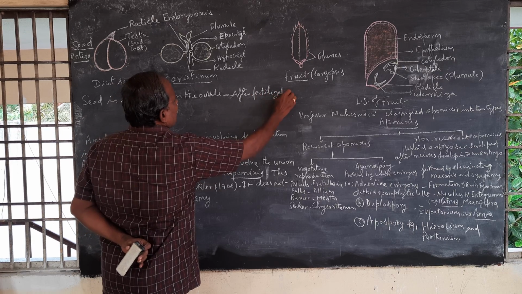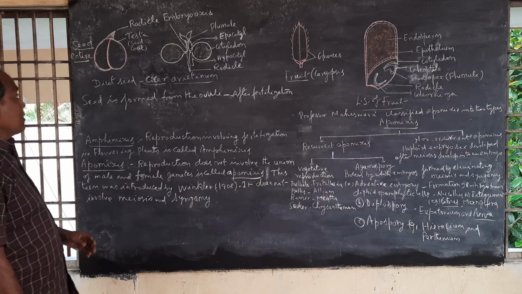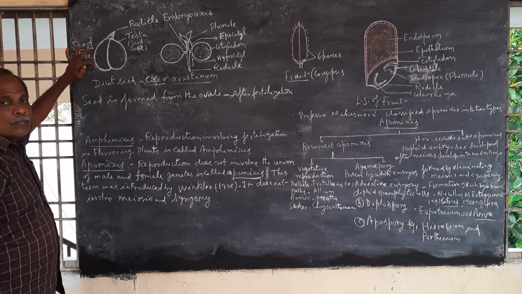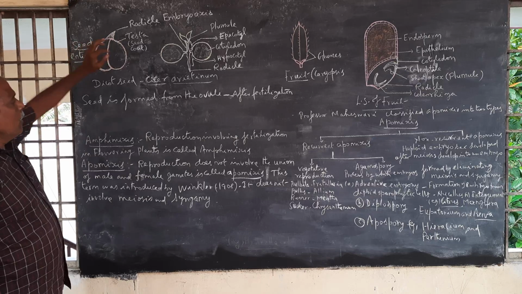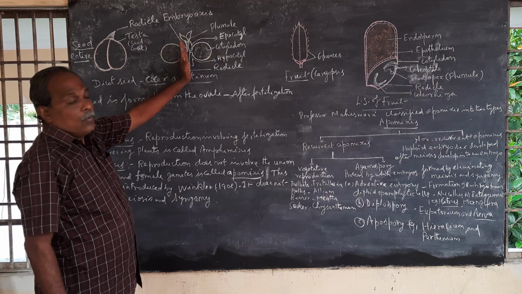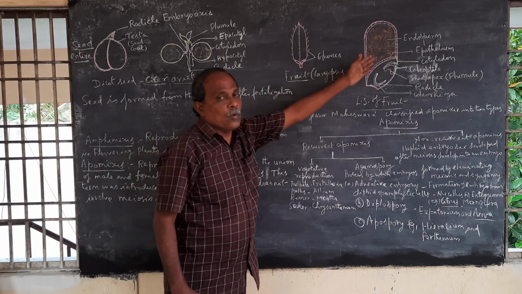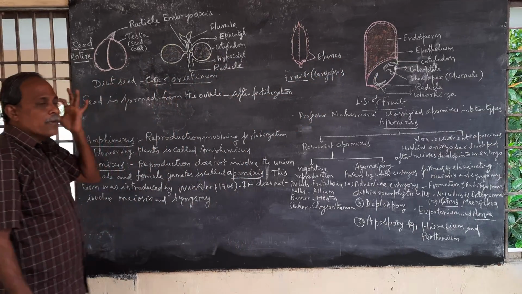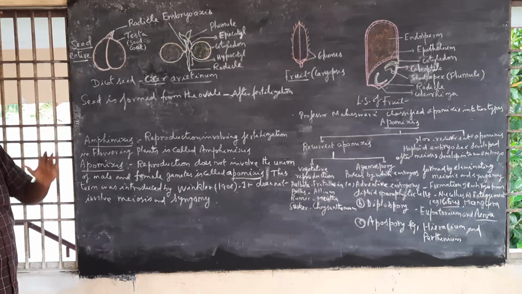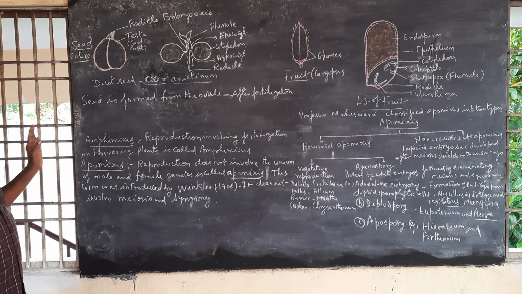Only after fertilization. So which are the structures present in the seed? Seed has seed coat, cotyledons, embryo with plumule, radicle, then endosperm. These are the contents present in the seed. So what is a seed? A seed is a fertilized ovule. Fertilized ovule is called seed.